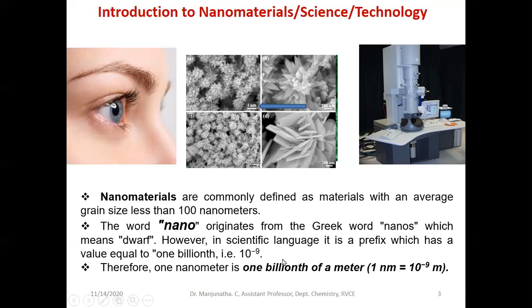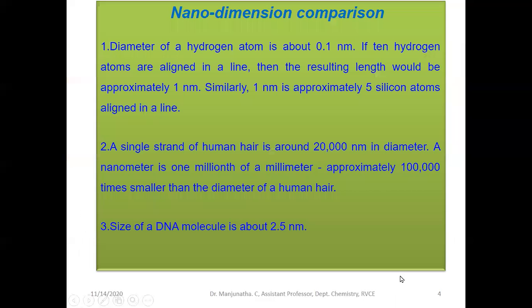We know that milli is the prefix used for millimeter. Therefore, for 10 power minus 3 meter, we use millimeter. Similarly, for 10 power minus 9 meter, we use nanometer. So 1 nanometer is 1 billionth of a meter.